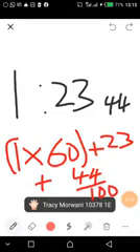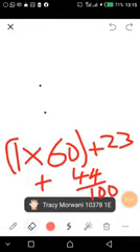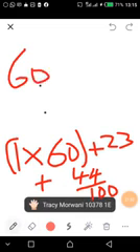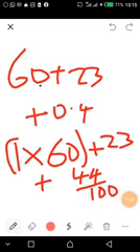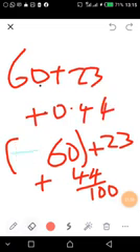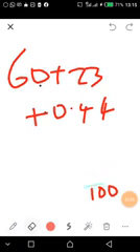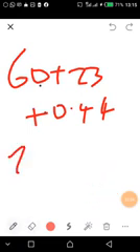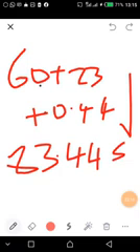So kama ni mtihani, that is how you'll be able to show in your working. So utasema 1 times 60 plus 23 plus 44 over 100. So hii itakuwa 60 plus 23 plus 0.44, like that. And then sasa hii itakuwa 83.44 seconds. So hapa itakuwa 83.44 seconds, like that. So it will be that way, 83.44 seconds. And I hope that is clear.